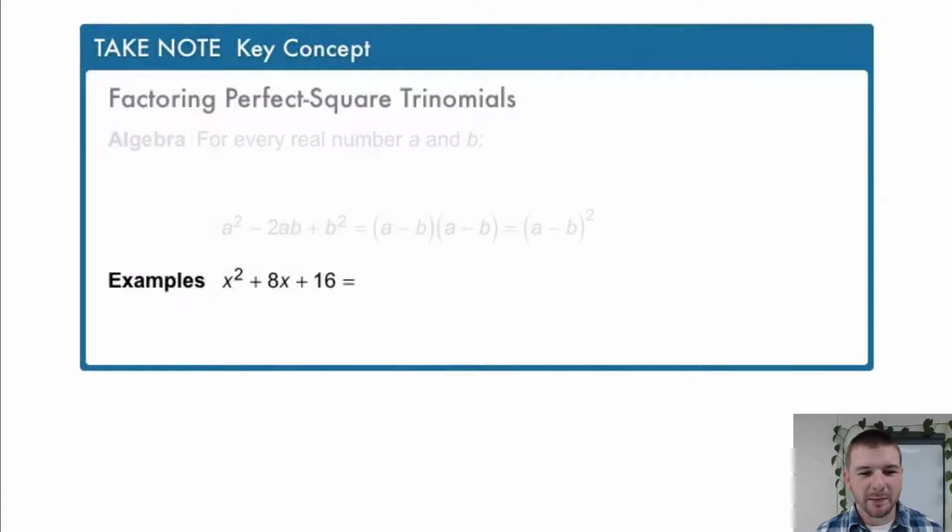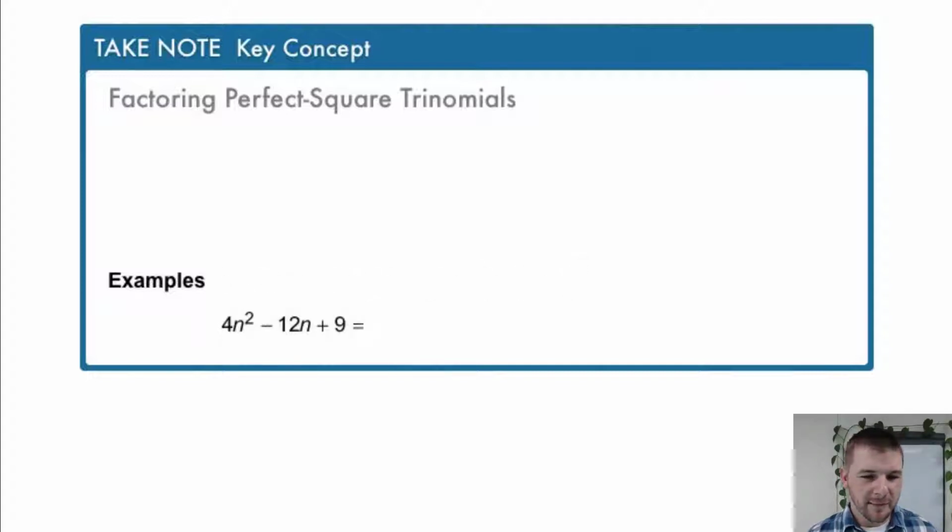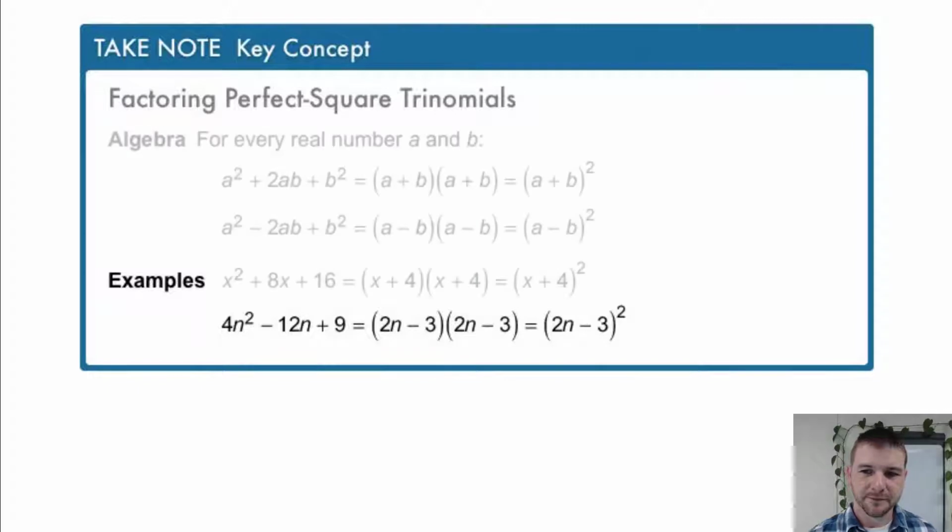Examples: x squared plus 8x plus 16 equals x plus 4 times x plus 4, and that's x plus 4 squared. Another example: 4n squared minus 12n plus 9 can be written as 2n minus 3 times 2n minus 3, and that more simply can be written as 2n minus 3 squared.